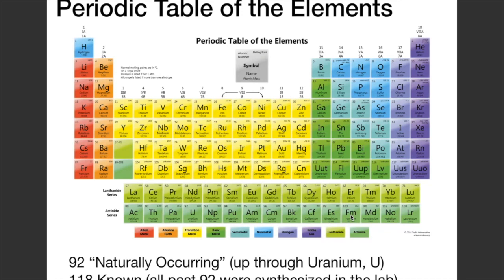We'll be talking a lot about the periodic table of the elements later on in the course, but it's just a systematic way of organizing different elements according to similar chemical properties. So we have 92 naturally occurring elements, but currently there are 118 known identified elements. Everything past uranium has to be synthesized in a lab, and they have very short lifetimes.